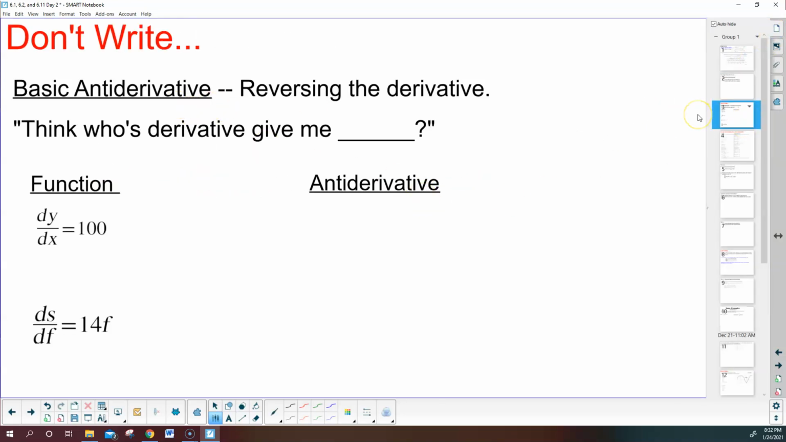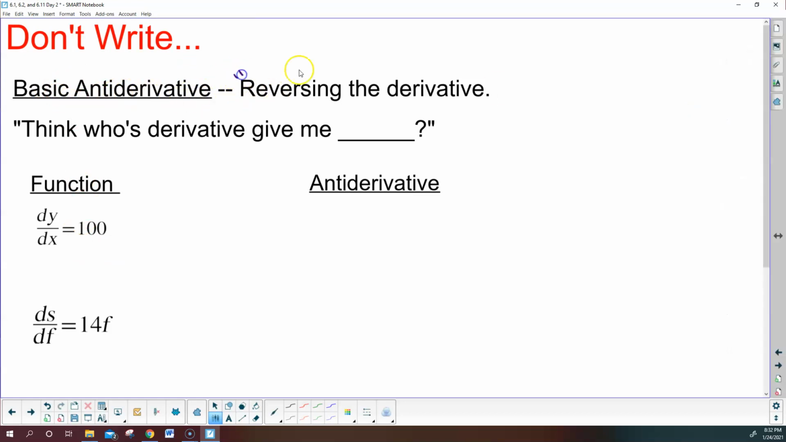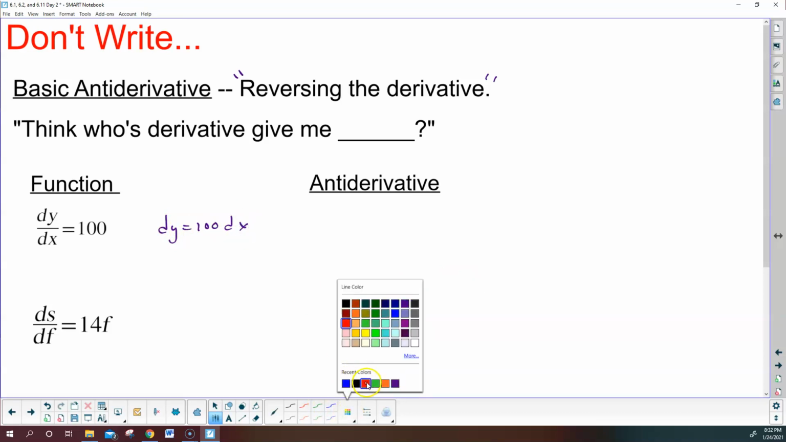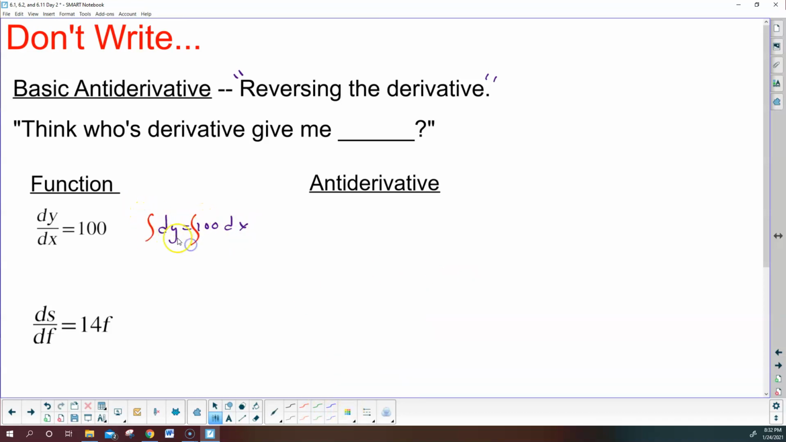Okay, so don't write this, but we're going to think of basic antiderivatives. What is an antiderivative? Think of it as reversing the derivative, or I like to say in my head, whose derivative gives me this? So if this is my derivative, I want to find the antiderivative of this function. Now you could do all the work. You could move the dx over to the other side and then find the antiderivative. So I'd get y, and then whose derivative gives me 100? It's 100x plus c. That would be the antiderivative.